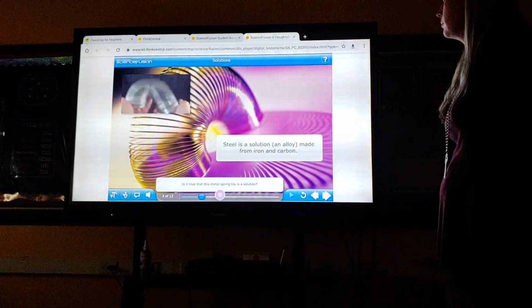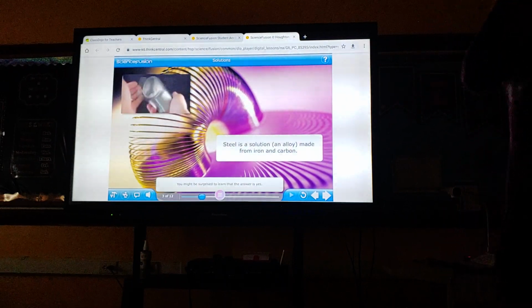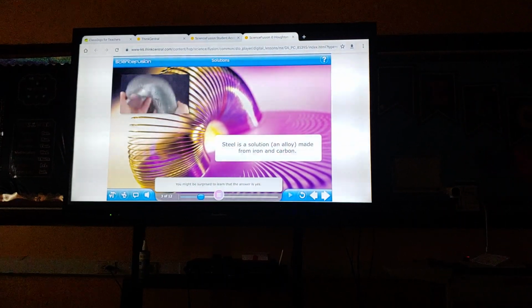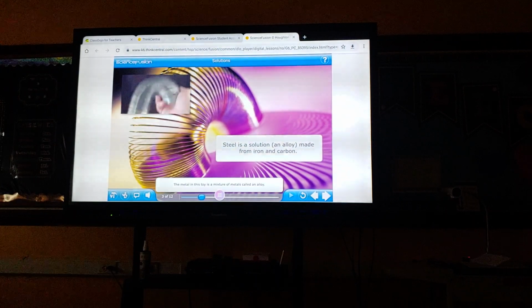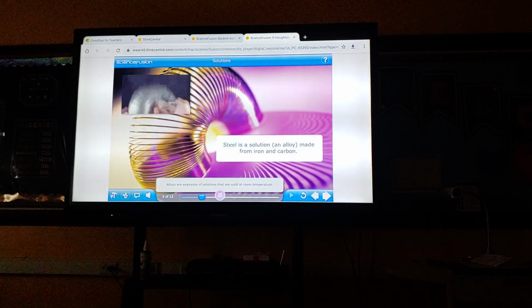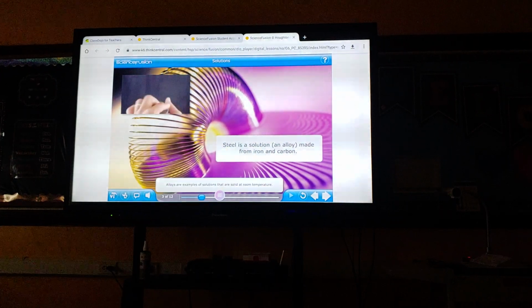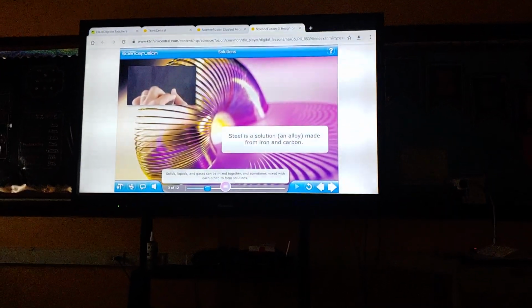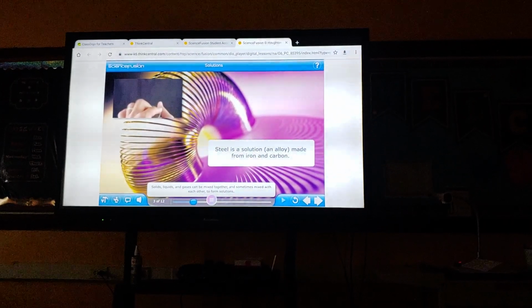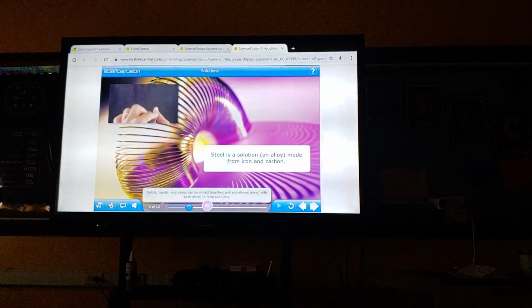Click each word to find out more about it. Is it true that this metal spring toy is a solution? You might be surprised to learn that the answer is yes. The metal in this toy is a mixture of metals called an alloy. Alloys are examples of solutions that are solid at room temperature. Solids, liquids, and gases can be mixed together and sometimes mixed with each other to form solutions.